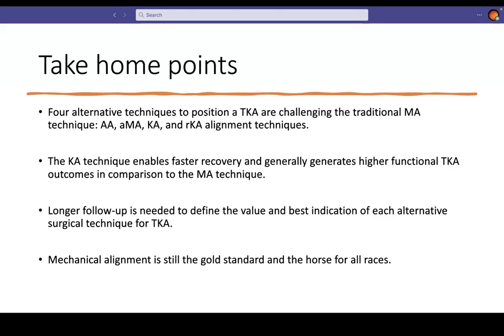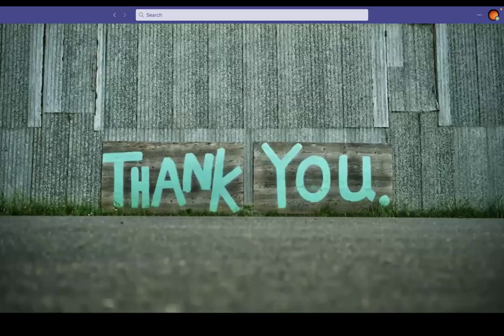And the mechanical alignment still holds the gold standard alignment and holds for all races, as it is very difficult to use tibial stump, etc. in the alternative alignment techniques. And in revision scenario, only mechanical alignment can be used. Thank you.